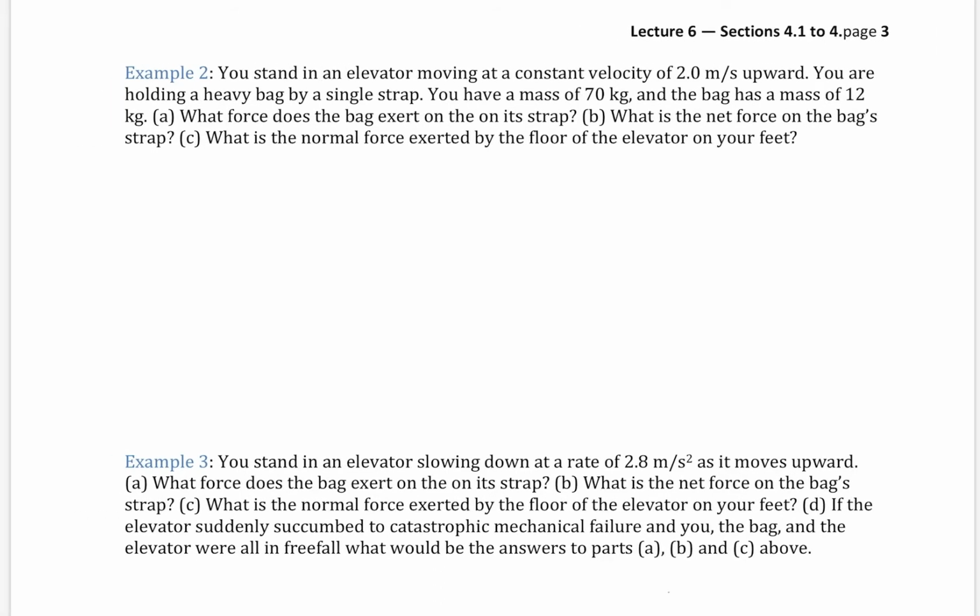Okay, so now let's do some examples of accelerating floors. We'll start with one where there's actually no acceleration in example 2, just to set the stage for example 3. So you stand in the elevator moving at a constant velocity of 2 meters per second. That number is completely unnecessary. We don't care how fast the elevator is moving as long as it's moving at constant velocity. Also, we don't care if it's moving upward or downward, because constant velocity.